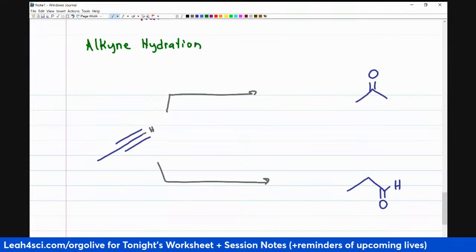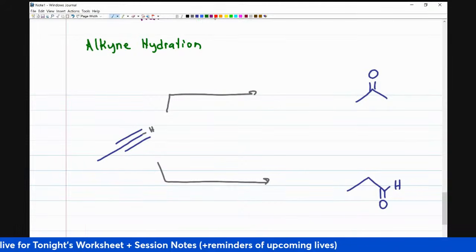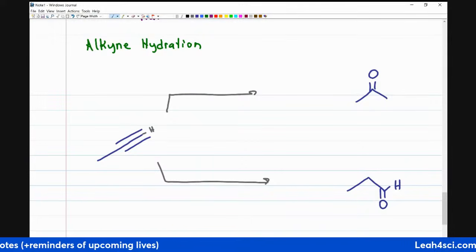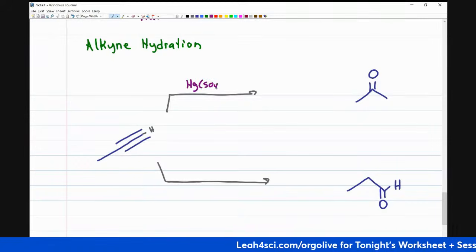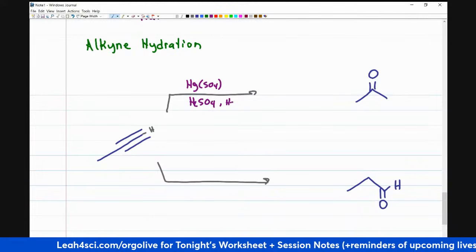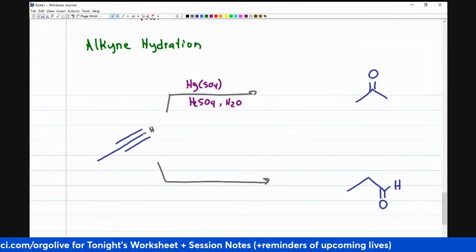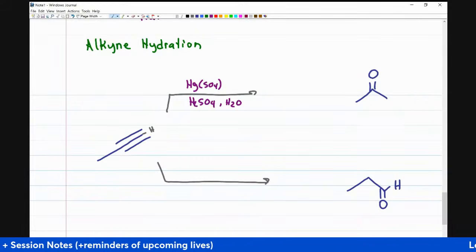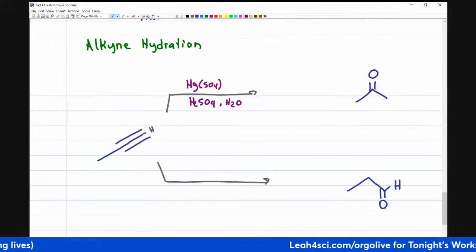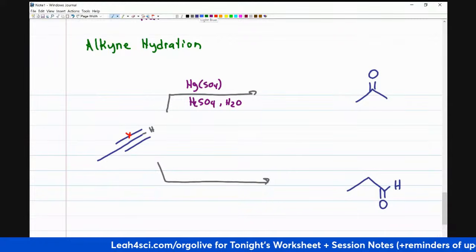For the first one, to get the ketone, I have to use an oxymercuration reaction. For oxymercuration, in this case, we'll use HgSO4 in the presence of H2SO4 as the acid catalyst and some water. H2SO4 is an aqueous acid. The product in this case is actually not going to be a ketone. What this is going to give me, very similar to what I had in an alkene reaction, is that only 1 pi bond breaks to give me an alcohol.